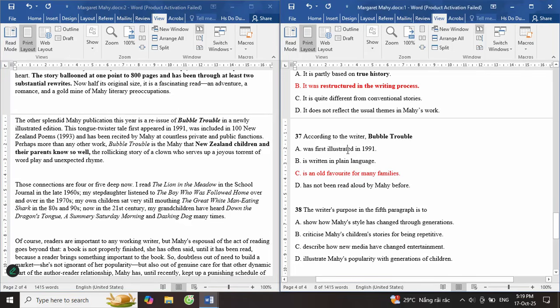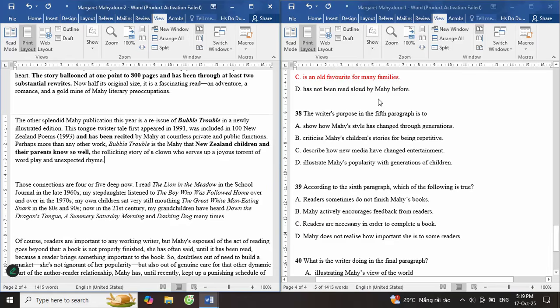Illustrated means to draw pictures to demonstrate it, right? And it's not because it's newly illustrated. It's written in plain language, wrong, because it is a tongue-twisted tale. Has not been read aloud. Has been recited. So the others are false.